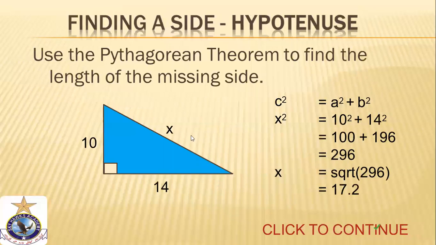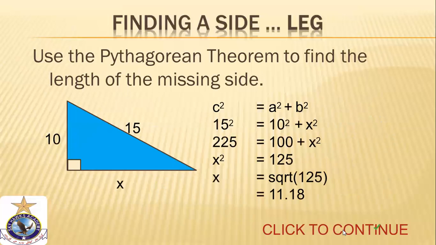Next is finding a side. Use the Pythagorean theorem to find the length of the missing side. So how can you do this? C square is, this is the theorem, and here C is replaced by X. So X square equals the sum of the squares of the other two sides, 17 squared and 2 squared. I think it's very obvious.